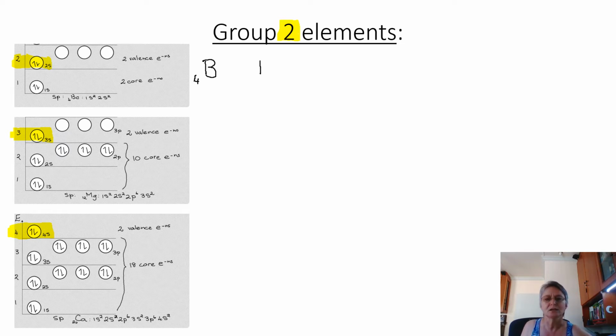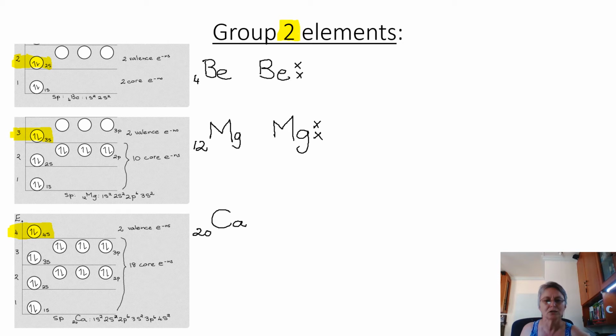So the Lewis diagram for beryllium, not boron, beryllium, will have 2 crosses because the valence electrons are the ones that will be involved in chemical bonding. Those are the electrons that we want to focus on. Magnesium has 12 electrons, of which 2 are valence electrons. So magnesium has 2 crosses in its Lewis diagram. The last one we're looking at in group 2 is calcium. Calcium's got 20 electrons. The 2 valence electrons are in the 4th energy level.